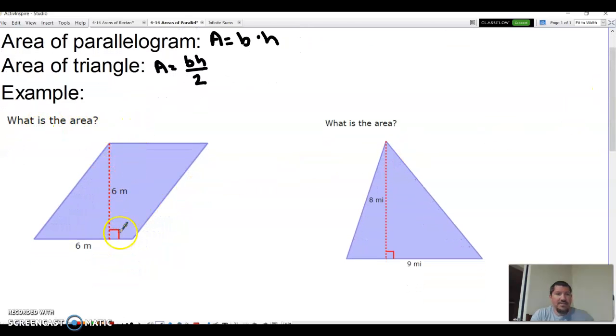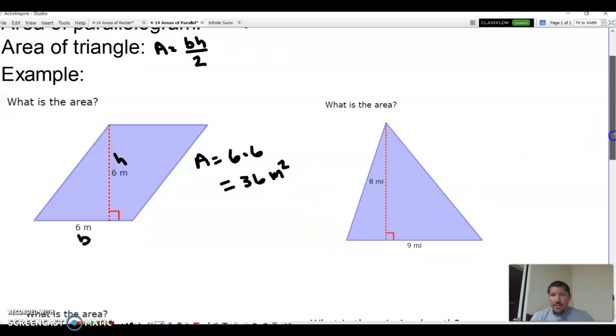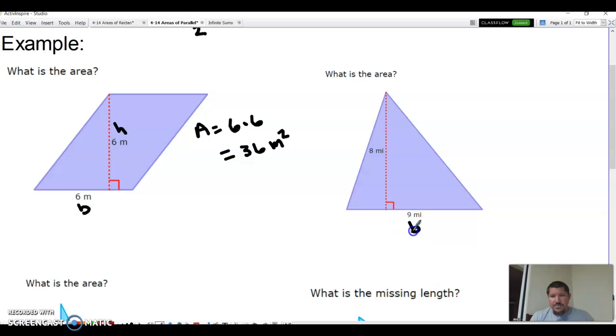So what is the area? So parallelogram, there's my base, there's my height. So area is equal to 6 times 6, or 36 meters squared. Pretty simple. Area of this triangle, well, there's my base, there's my height. So area is equal to 9 times 8 divided by 2, or 72 divided by 2, or just like the parallelogram next to it is 36, but now it's miles squared.